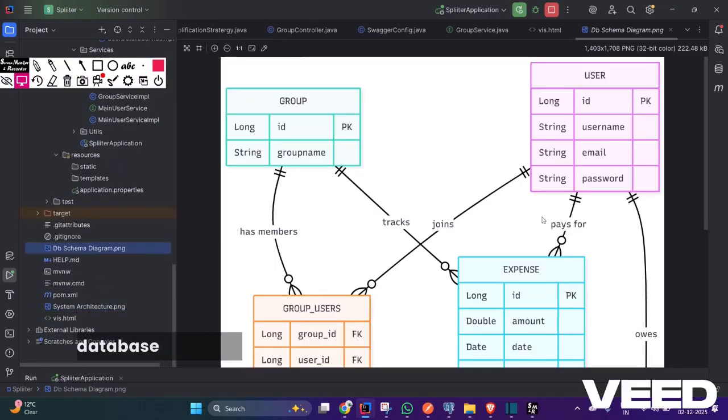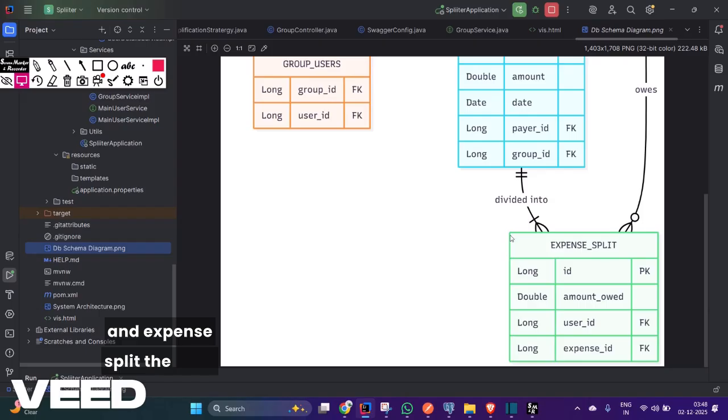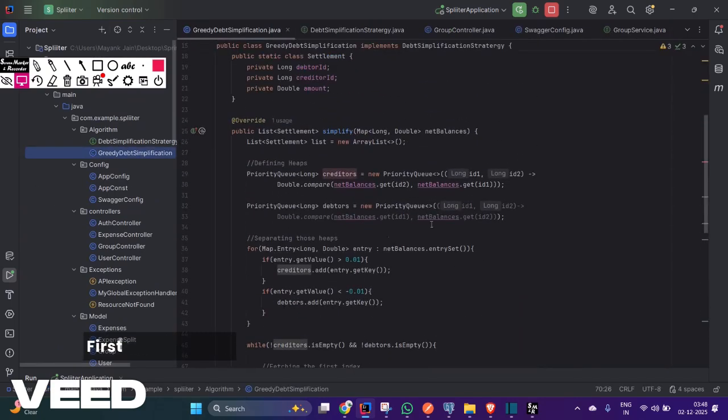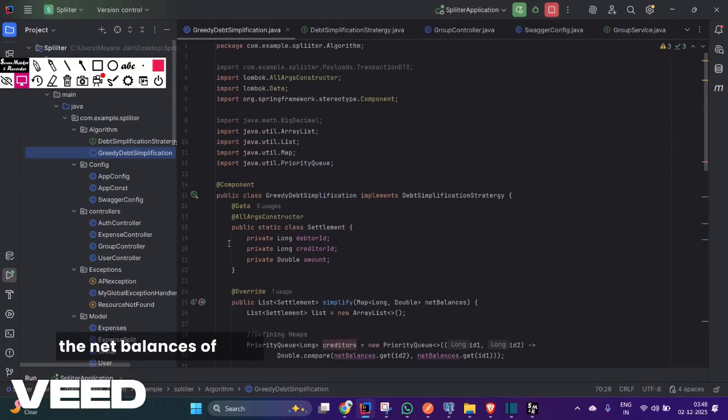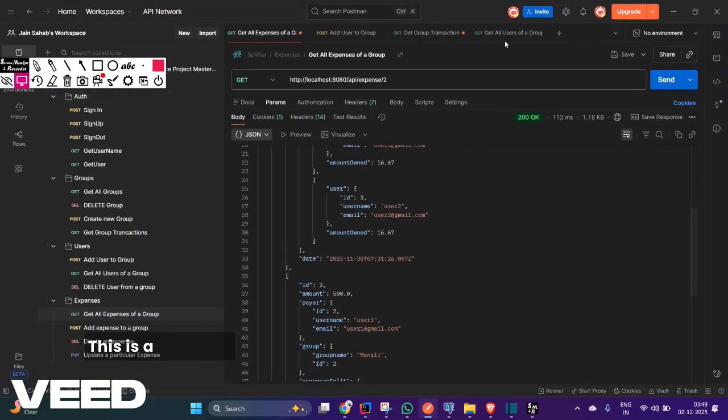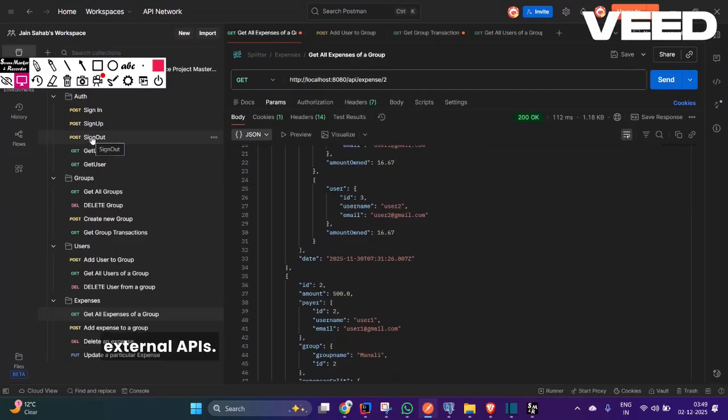And then we have our database diagram, with four entities: group, user, expense, the user who made the expense, and expense split, which stores how the expense is split among the users. And then at last we have our algorithm. First I store all the net balances of each and every user after all the transactions. This happens at runtime, guys. We don't store who pays whom. We calculate it at runtime. We calculate the net balance and then feed it into our algorithm. And that's it, guys. And at last these are the Postman external APIs.